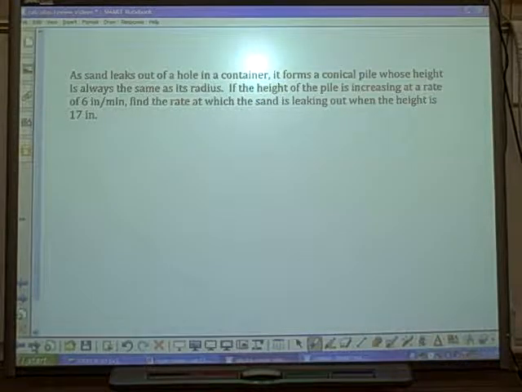As sand leaks out of a hole in a container, you thought I was about to rap. Yeah, right, I can't rap.